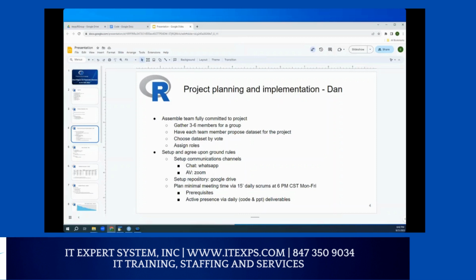Communication channels included WhatsApp and Zoom. Repository was Google Drive. And the most important thing was to plan minimal meeting time via a 15 minutes daily Scrum at 6 p.m. just before the classes, every working day for 2 weeks. We had prerequisites to join the class, and we have active presence via daily deliverables, both code and project.